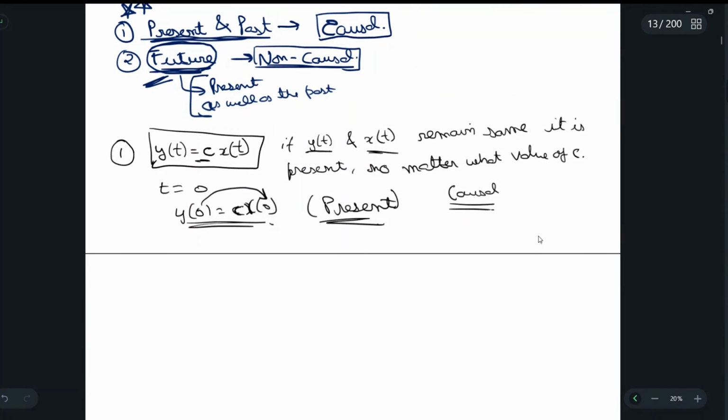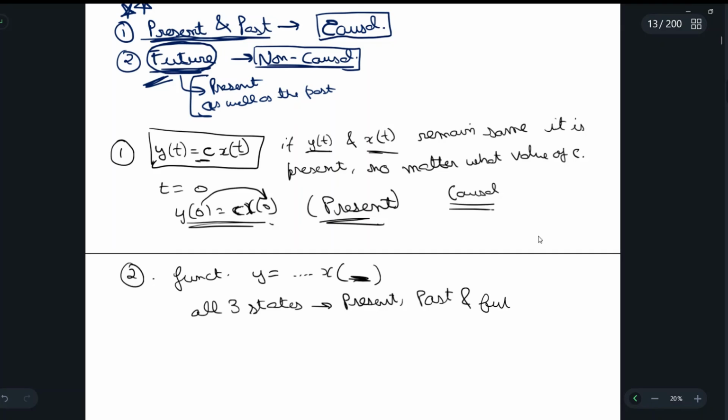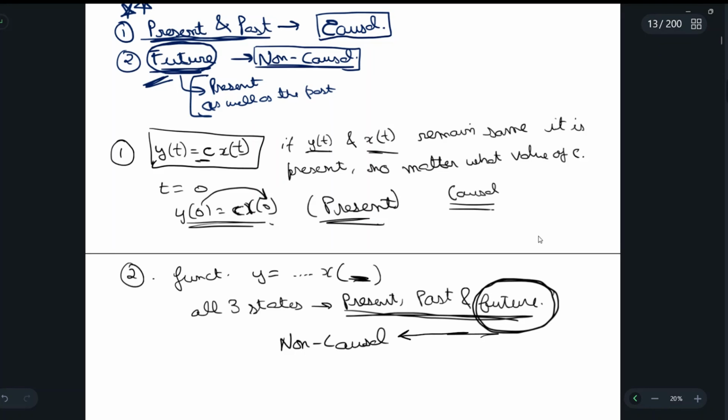Now let us move to the second concept. Say we have a function y equal to some part of x where we have a certain value of t over here. So now if we have all three states, that is, we have the present, the past and the future, then as I had told you earlier, if we have a future value, it will be a non-causal system. If you see that the output is dependent on the future input, then the system will always be non-causal. Please keep that in mind and star mark it.